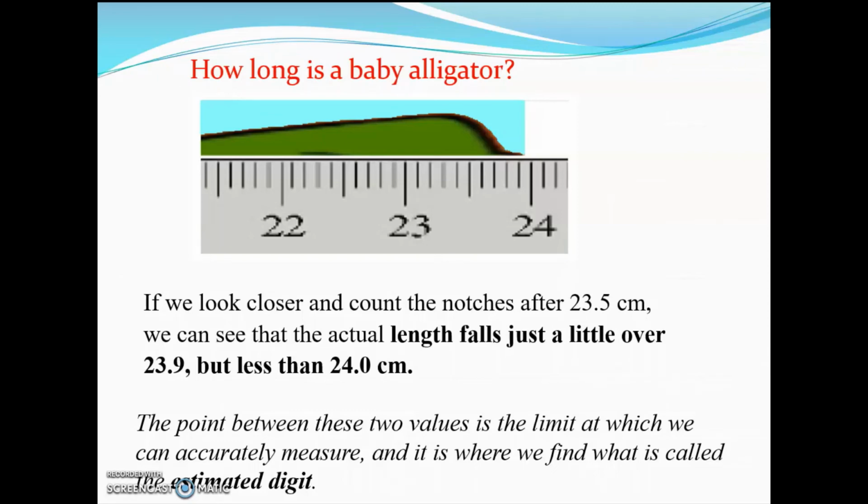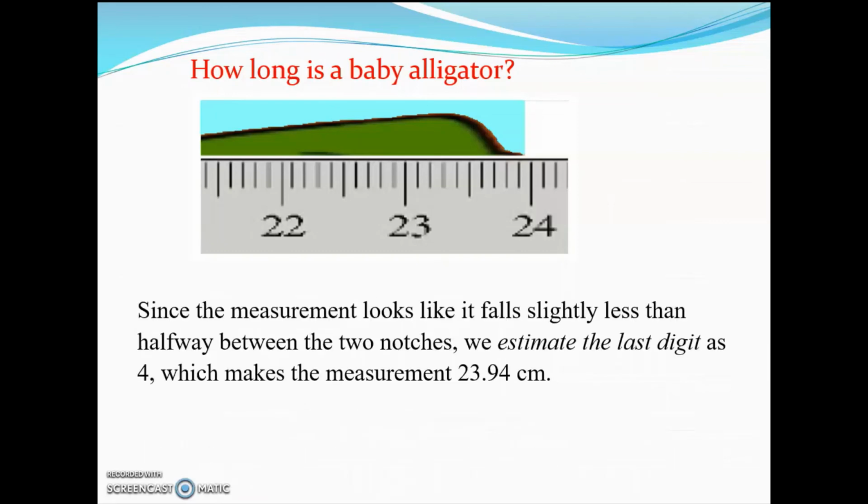And it's where we find what's called the estimated digit. And the estimated digit is exactly what it says. We have to estimate it because, if for no other reason, there's no notch there. And again, that's the limit of where we can accurately measure. So just eyeballing it, it looks like it falls slightly less than halfway between the two. And we know it's not quite 23.95, so we're going to call it 23.94.